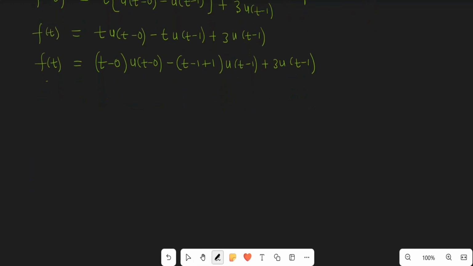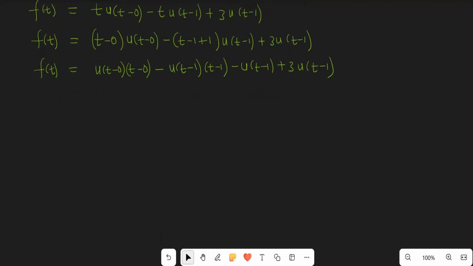So f of t is equal to, the first one is u of t minus 0 multiplied by t minus 0. Correct. Now let me split this one. Minus u of t minus 1 multiplied by t minus 1, and then minus u of t minus 1, that is this one multiplied by the 1. And now plus 3 multiplied by u of t minus 1.